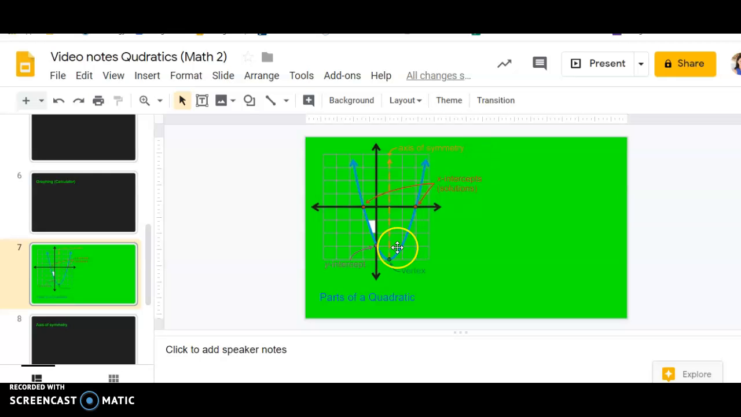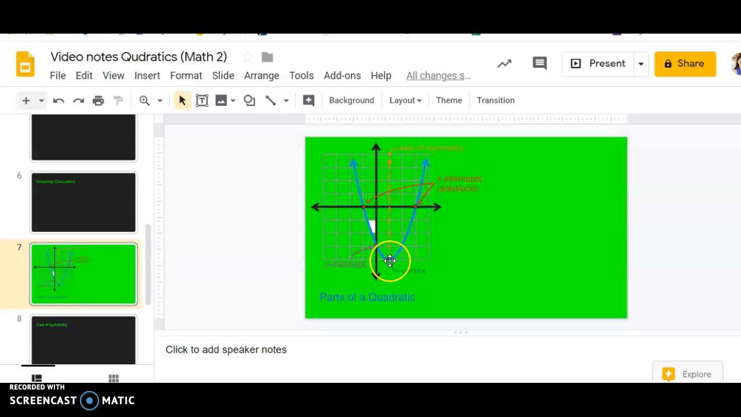So remember that if you have a parabola that looks like a happy face, then you know that your very first term was positive. If you had a sad face, a parabola that went like this, then you know you had a negative at the very beginning of your trinomial.